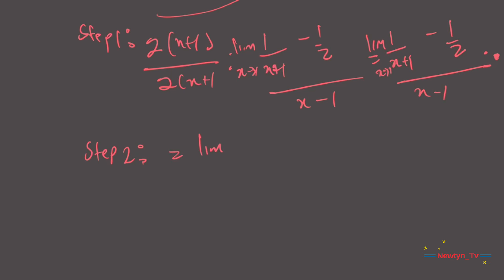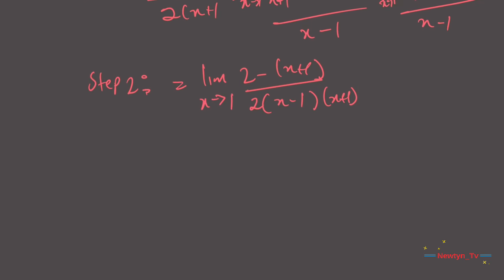lim of 2 minus (x plus 1) on 2 multiplying (x minus 1) multiplying (x plus 1), as x approaches 1. Then step 3, we are just going to simplify the numerator.